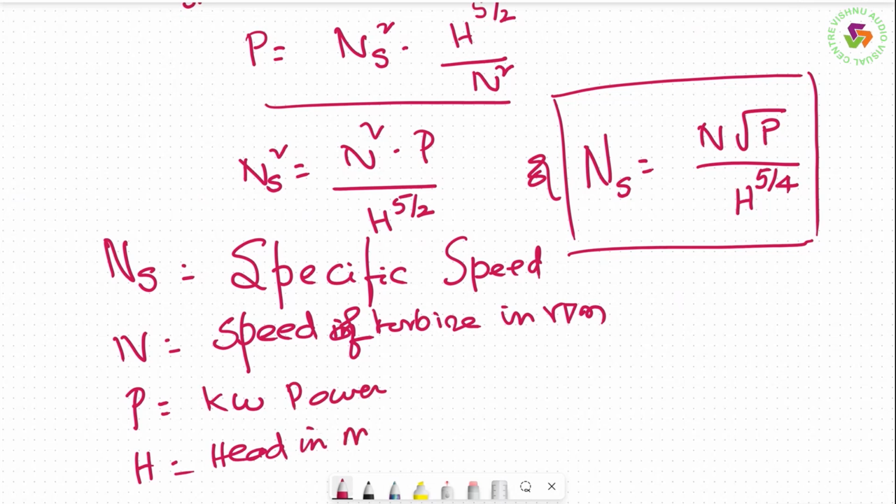So in any problem, if they ask you to find out the specific speed, you should check what is the speed of the turbine, what is the power developed by the turbine, what is the head acting on the turbine. Knowing these three parameters, we can find specific speed. So this is the derivation for specific speed.